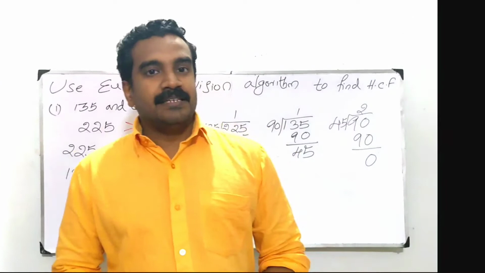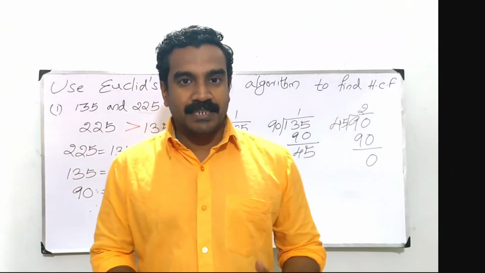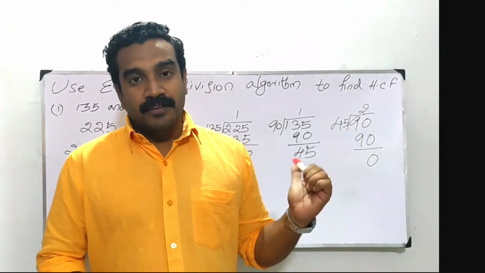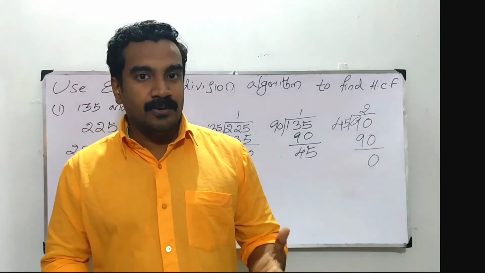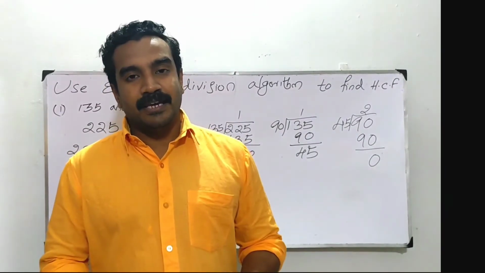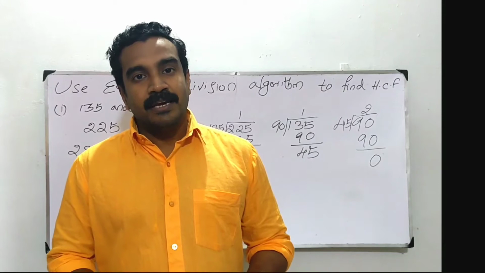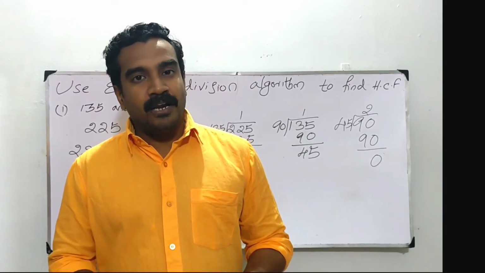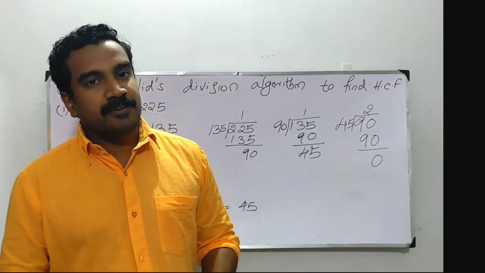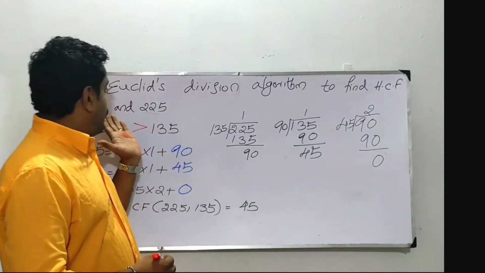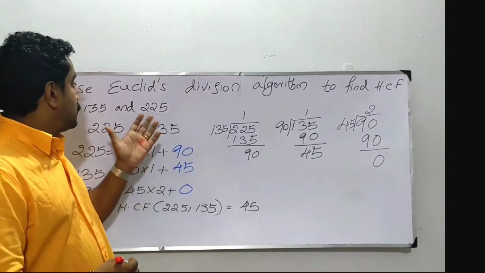Okay, dear students, we can discuss exercise questions. Exercise 1.1. The first question is using Euclid division algorithm, find the HCF of the numbers. I already said to you that we are using Euclid division algorithm for finding the HCF of the numbers. Here, the first question is find the HCF of 135 and 225.